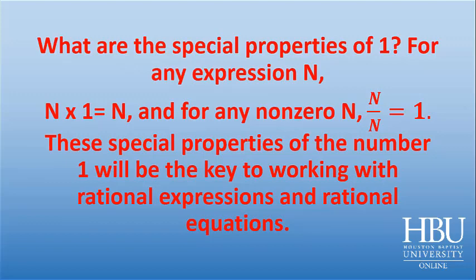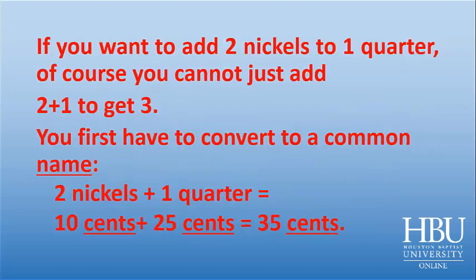The neat thing is that these simple properties of the number 1 will be the key to working with rational expressions and rational equations. Before we try to add 2 rational expressions, let's take a little side note and talk about money. If you want to add 2 nickels to 1 quarter, of course, you cannot just add 2 plus 1 to get 3. You first have to convert to a common name. 2 nickels plus 1 quarter is the same thing as 10 cents plus 25 cents.